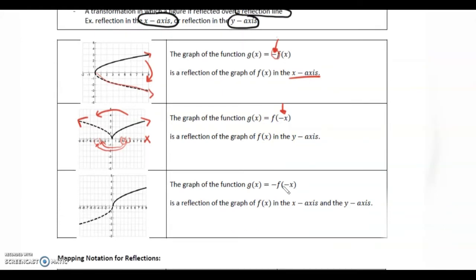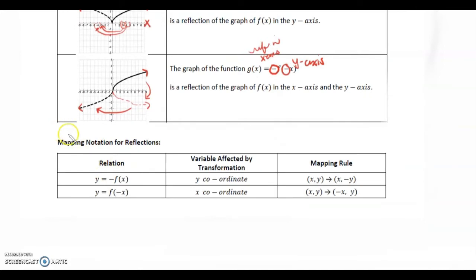Now, if you want to take a look at the double reflection, again, let's start with the root curve. We would reflect it in the x-axis, and then we could reflect it in the y-axis as well. So that double reflection would be, this is a reflection in the x-axis, and this is a reflection in the y-axis. So the positioning of those negative signs really matters.